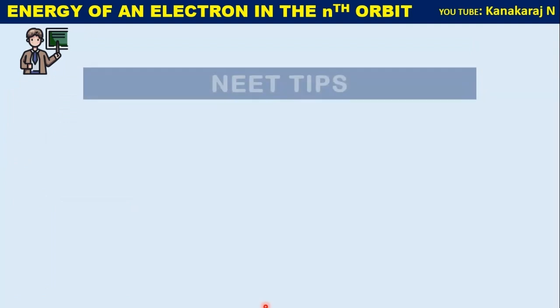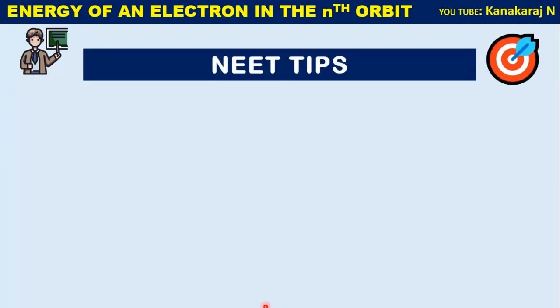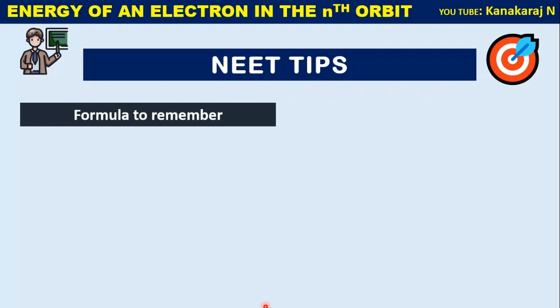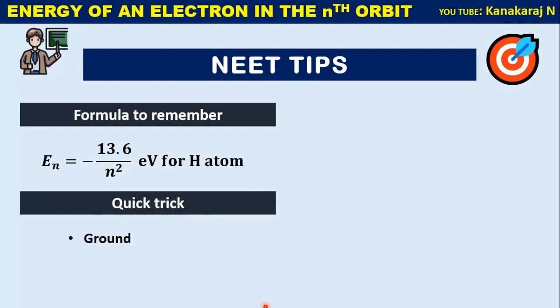NEET tips. Formula to remember: En equals minus 13.6 divided by n square. This is in electron volt for the hydrogen atom. Quick trick: for the ground state, the energy is minus 13.6 electron volt. Divide by n square to get higher levels.